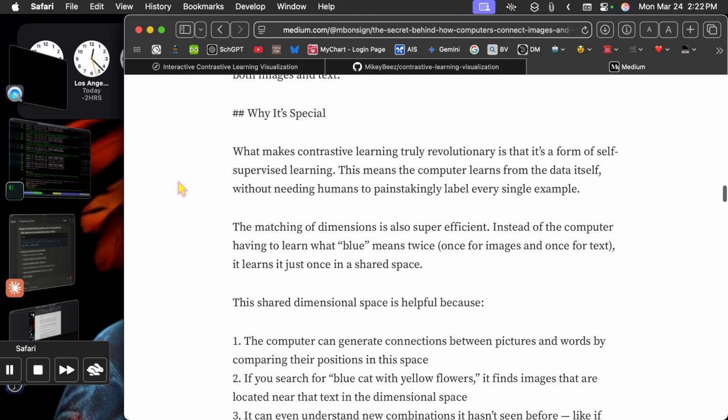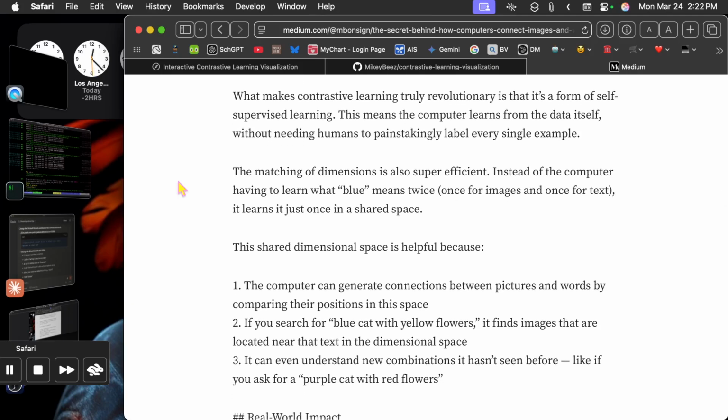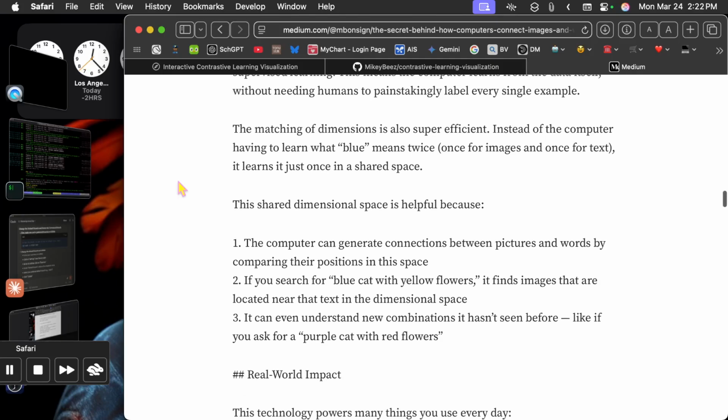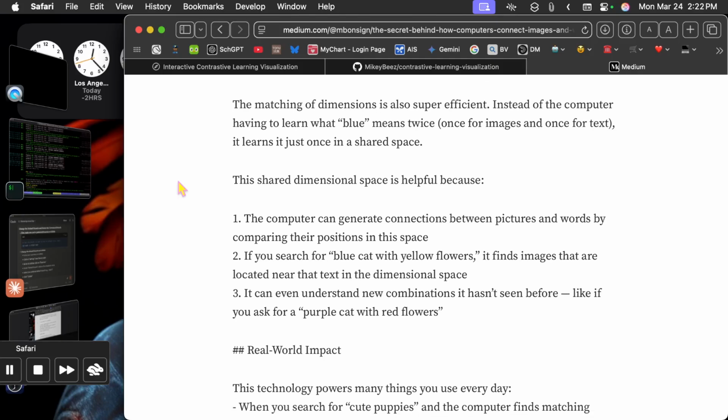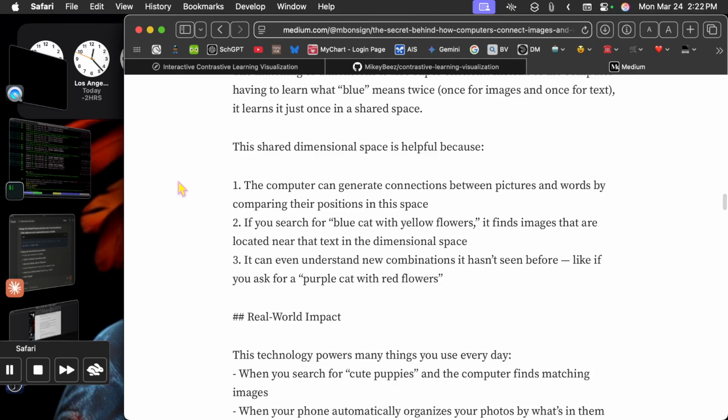Why it's special? What makes contrastive learning truly revolutionary is that it's a form of self-supervised learning. This means the computer learns from the data itself without needing humans to painstakingly label every single example. The matching of dimensions is also super efficient. Instead of the computer having to learn what blue means twice, once for images and once for text, it learns it just once in a shared space.